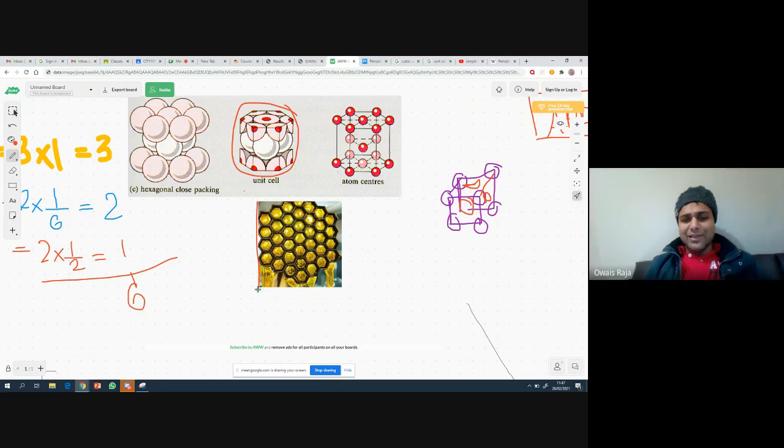The honeybees know that already. Hence, they make the beehive in a hexagonal close pack format, which means the structure is strong, which means the maximum honey they can store.